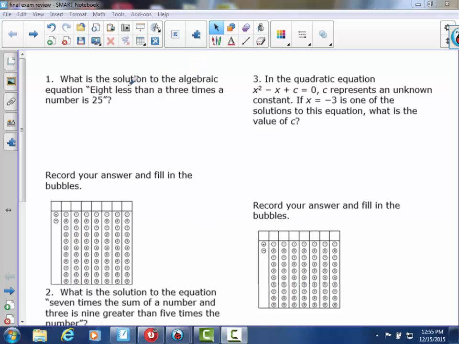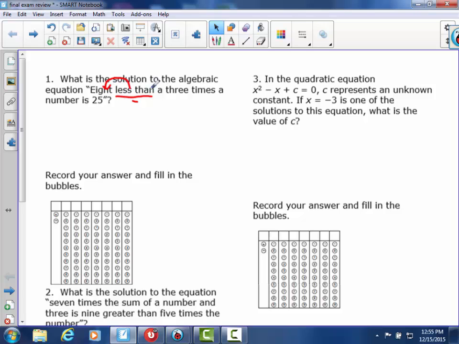Okay, so we're reviewing for the final exam, and as we're reading through, we're looking at this question. It says, what is the solution to the algebraic equation 8 less than 3 times a number is 25? So we need to translate. The phrase "less than" tells us we're going to subtract, as opposed to "is less than," which would tell us to use the less than symbol.